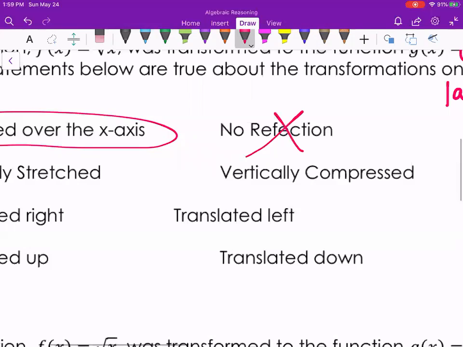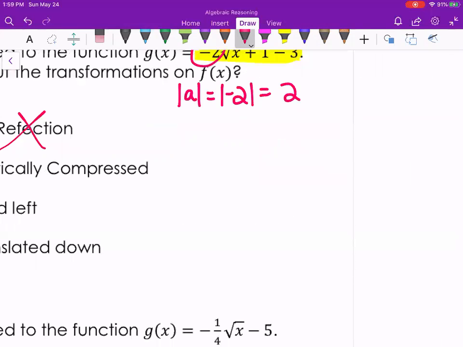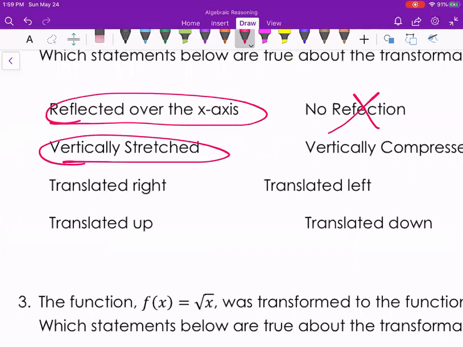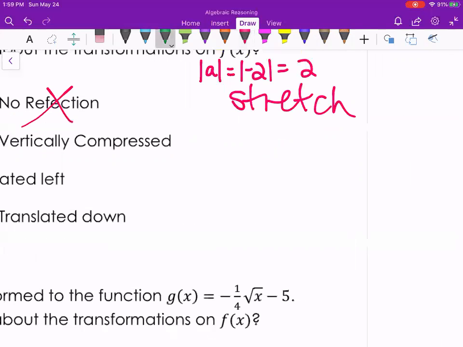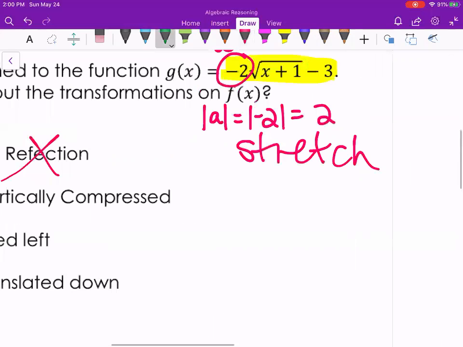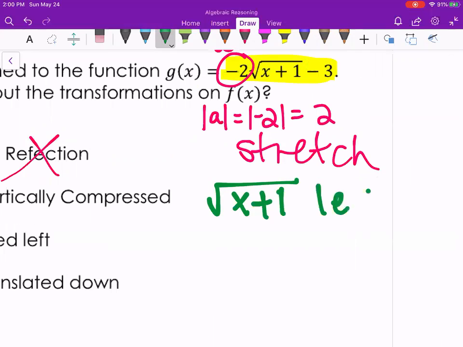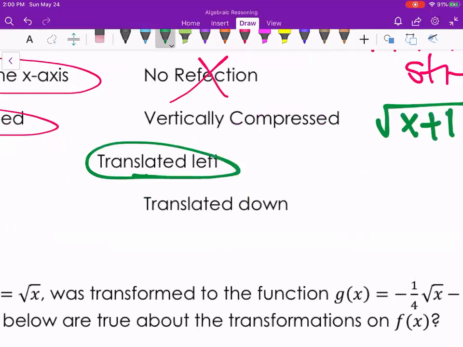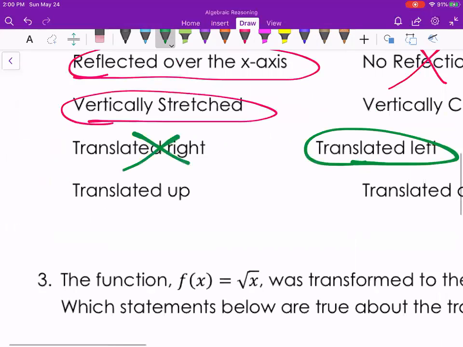Now, the 2 itself, absolute value of 2, is bigger than 1, so this is a stretch, which means we have vertically stretched our graph. Now let's get the inside. Inside my square root, I have x plus 1. Insiders lie, so we're actually going to move to the left 1 because of that inside plus. So translated left, not moving to the right.